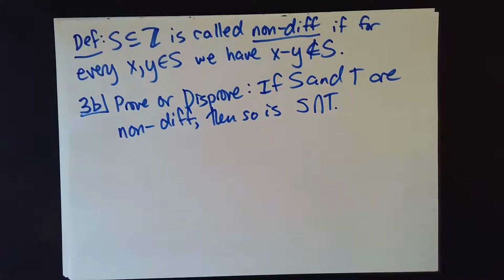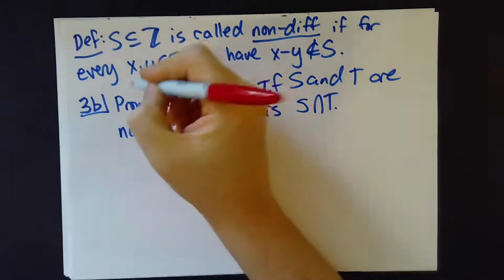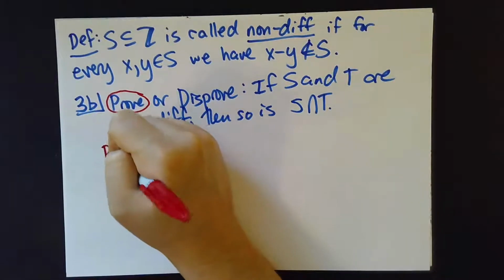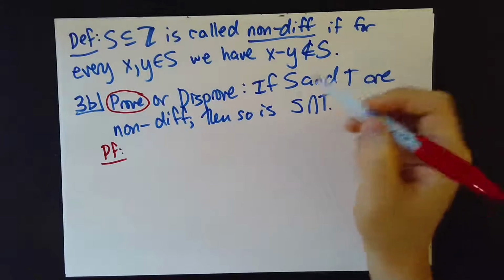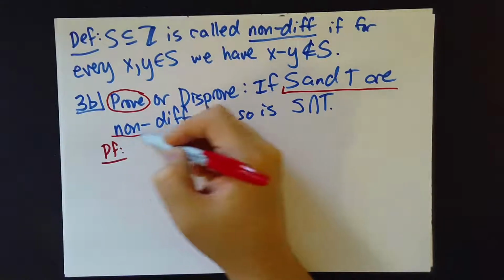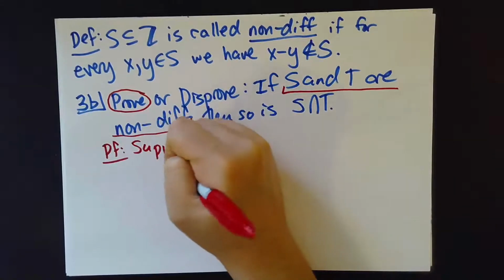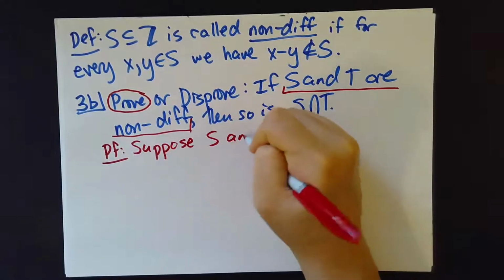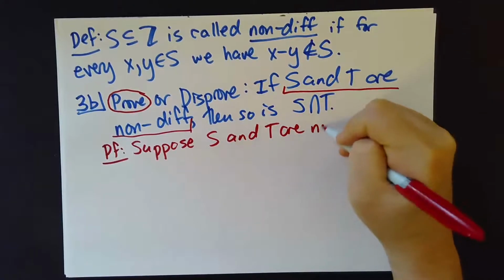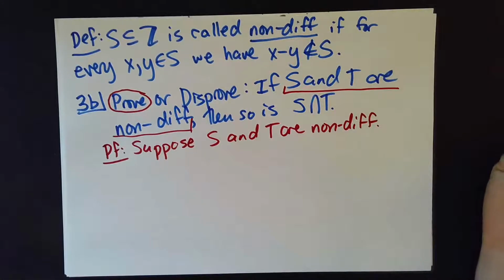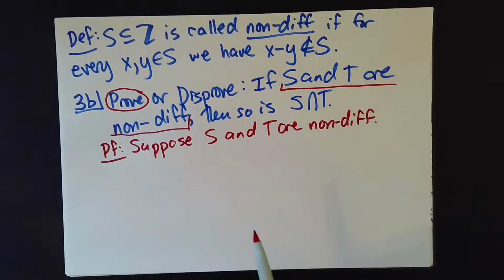And I agree, this is true. And in fact, there's going to be echoes of the example we just did when we prove this. So my proof here is going to have to start with supposing these things are non-differential. Now I want to show that S intersect T is non-differential.